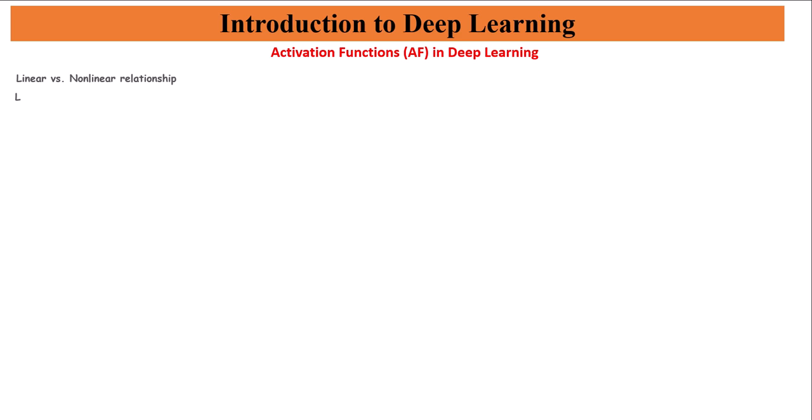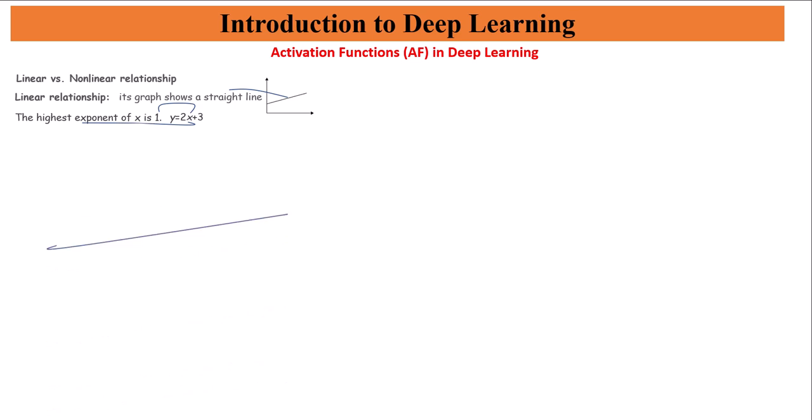The easiest way to explain a linear relationship is that its graph shows a straight line. The function will be linear if the highest exponent of x in the equation is 1. The slope of a linear graph is the same everywhere, meaning the rate of change between the input and output is always the same. Now let's see the non-linear relationship.